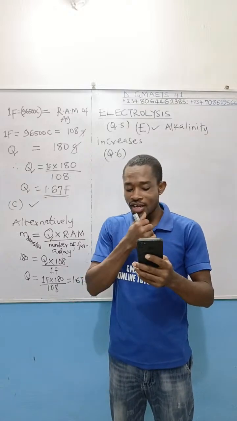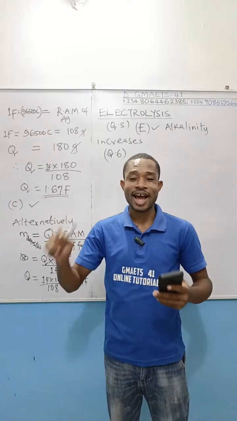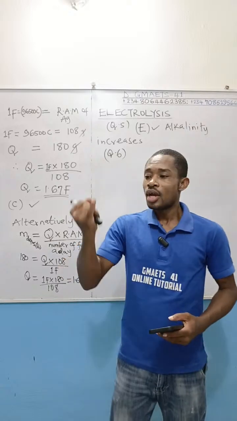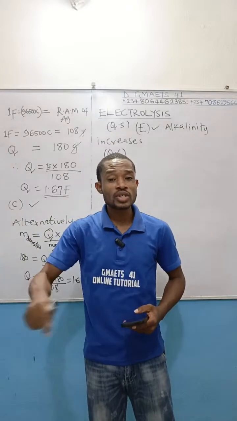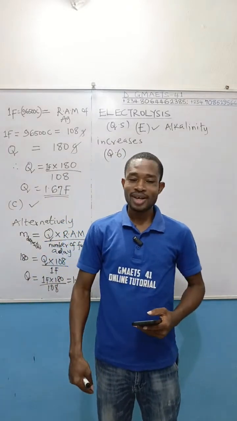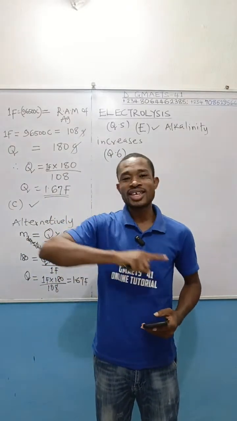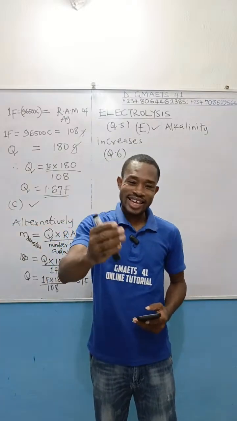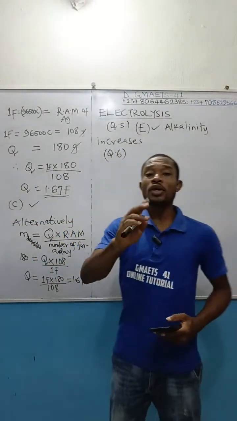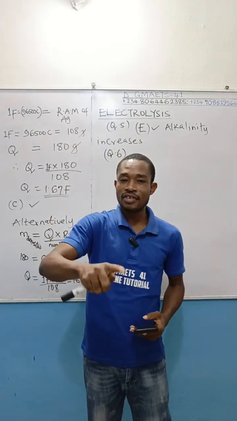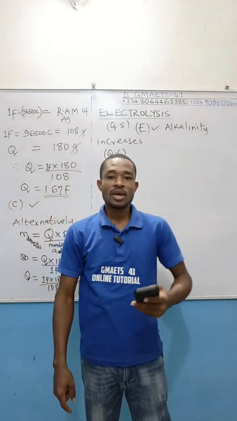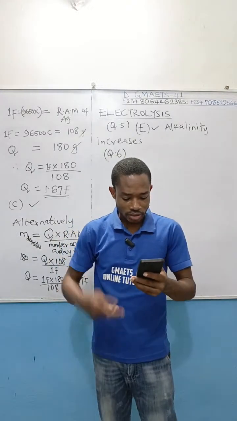In fact, saying that positive ions are discharged at the anode is wrong already. You already mentioned positive ions. The anode is the positive electrode in an electrolytic cell, so there is no way positive ions can migrate to the anode. Like I explained in question number 5, positive ions move to the cathode, which is the negative electrode, and negative ions move to the anode, which is the positive electrode. So option A is off.